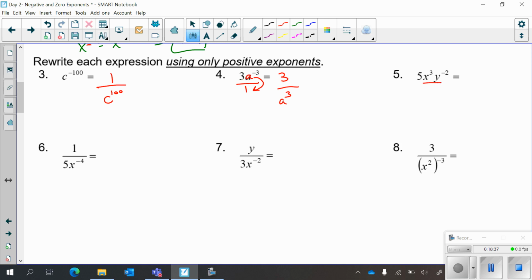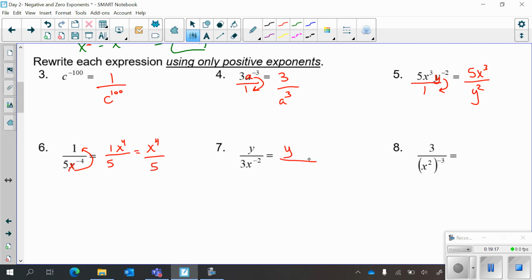For the next piece, imagine this was a fraction. Only the y has the negative exponent, so only the y goes to the denominator. The 5 and the x cubed stay because they have positive exponents or no exponents at all. When you move it, make it positive. For this one, only the x has the negative. So the 1 and the 5 stay, but the x comes to the top and becomes positive. You don't need to write the 1 in front.